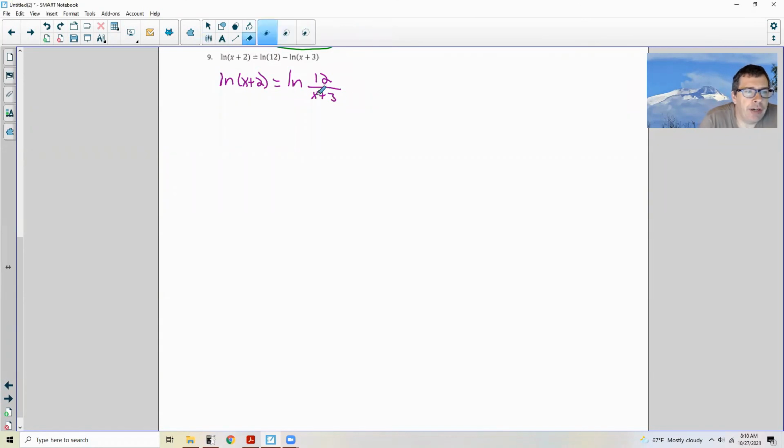Okay, that's just going to get really messy fast. Once we get to this point, I realize that's probably not the best way to do this. So let's change this. What can we do? Let's move this natural log of x plus 3 over to the other side so we have an addition on the left. So it's going to be the natural log of x plus 2, adding this to the other side, plus the natural log of x plus 3, is going to equal the natural log of 12.